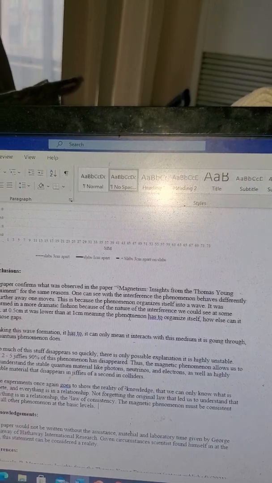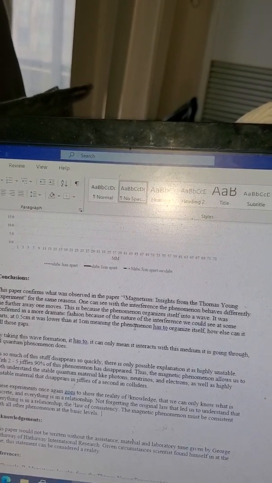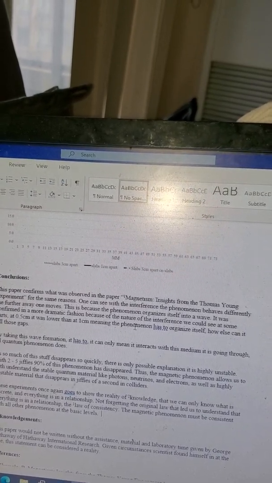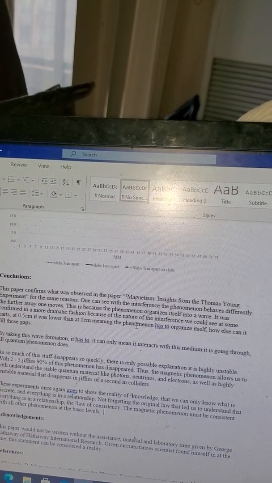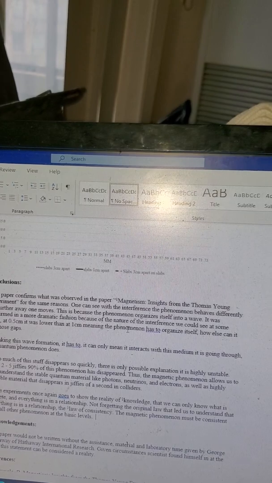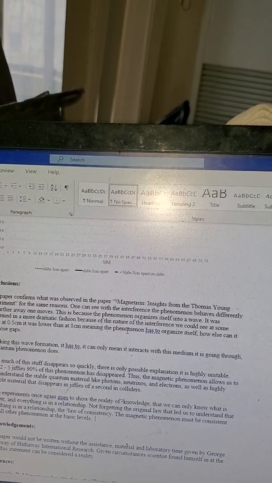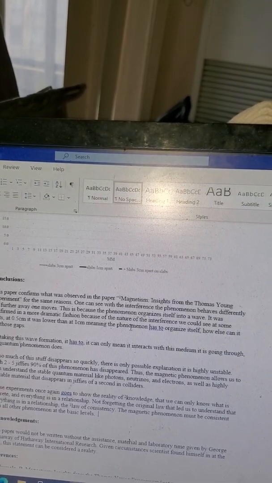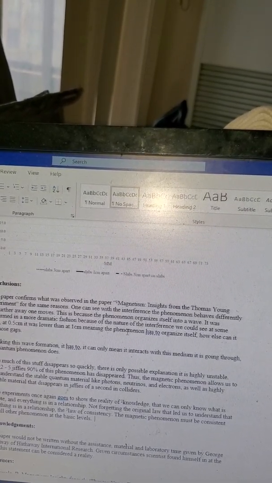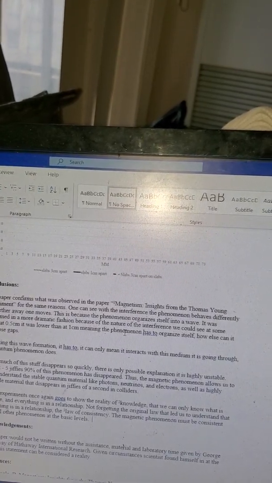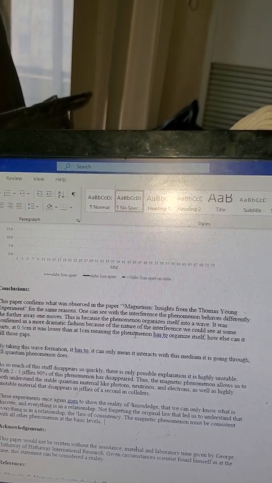Thus, the magnetic phenomenon allows us to understand both the stable quantum material like photons, neutrinos, and electrons, as well as highly unstable material that disappears in jiffies of a second in colliders. So this magnetic phenomenon is in between these two, between the stable and the unstable quantum phenomenon. This experiment once again goes to show the reality of knowledge, that we can only know what is discrete and everything is in a relationship, not forgetting the original law that led us to understand that everything is in a relationship, the law of consistency. The magnetic phenomenon must be consistent with all other phenomena at basic levels.